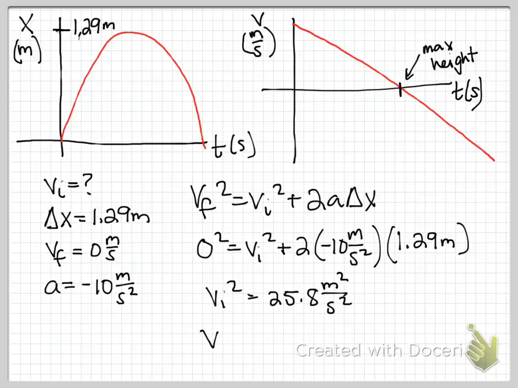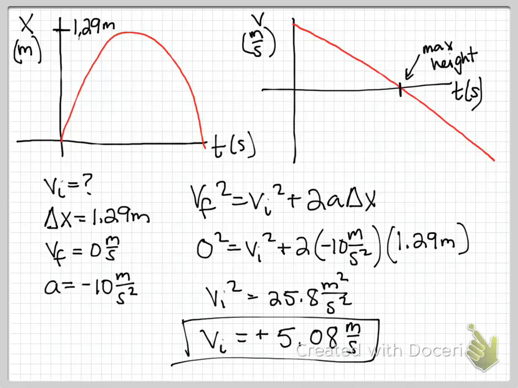And then lastly, V initial is the square root of that, which is plus or minus, but in this case only the positive answer is reasonable because he's jumping up. And so the square root of that would be 5.08 meters per second. And that's my final answer. Now, the second part of this is going to ask us about time. So I'm going to clear my whiteboard off here, but the knowns and unknowns stay the same.